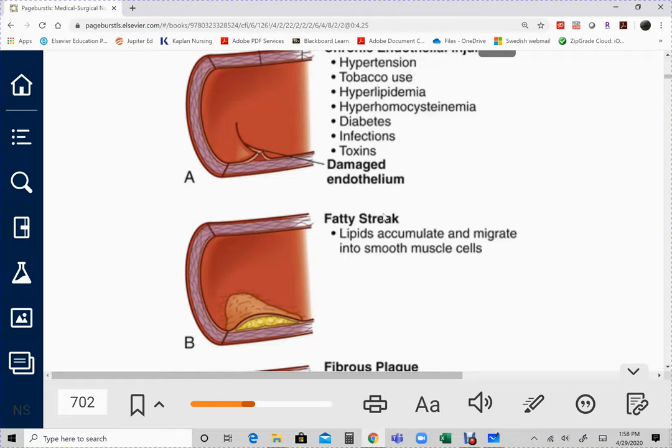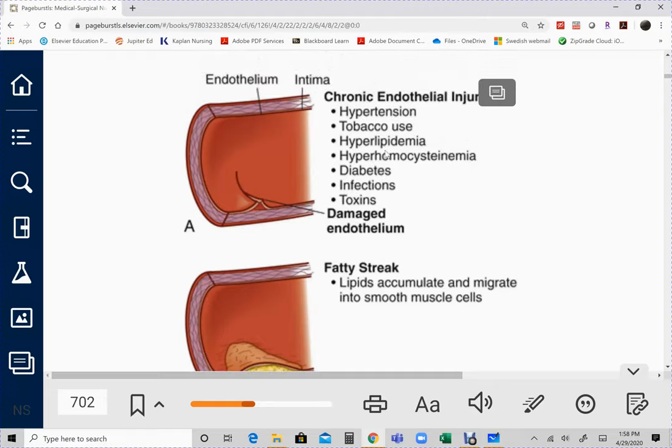Okay. So here are your conditions that we just discussed. All of these will cause injury to the endothelium. So they cut the artery here, exposing the three layers. The innermost layer is the endothelium, or we call that specifically the intima layer. Then we have the tunica media, or the middle layer. Then you have the outer layer, which is the externa. So we have intima, media, externa.